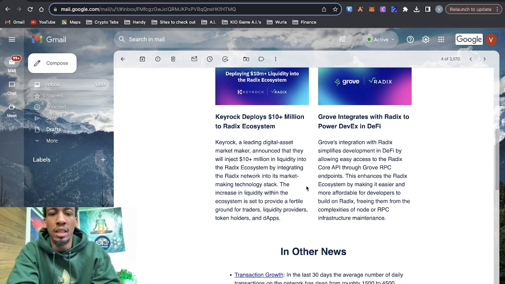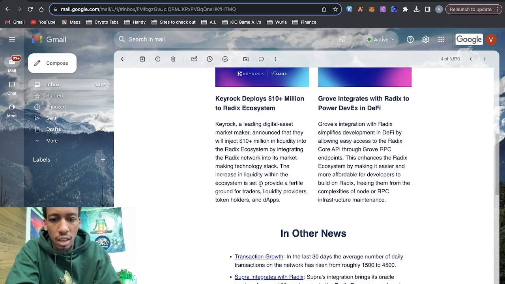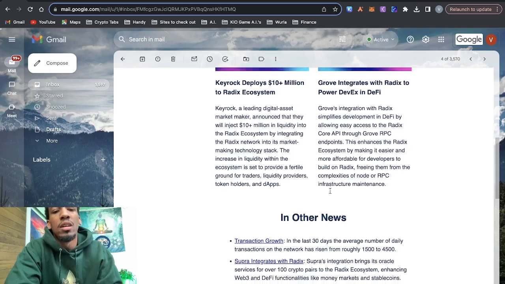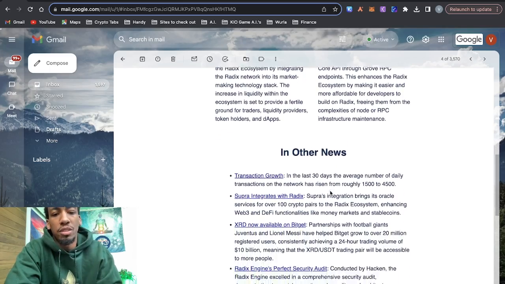And, we talk about market making on the channel all the time, but this is basically going to increase the liquidity within the ecosystem and make it so that traders can trade more with less slippage, have more liquidity. You have Grove integrating Radix, so it's going to allow easier access to the Radix core API through the Grove RPC endpoints. It's going to enhance the Radix ecosystem by making it easier and more affordable for developers to build on Radix, freeing them from the complexities of node or RPC infrastructure maintenance.